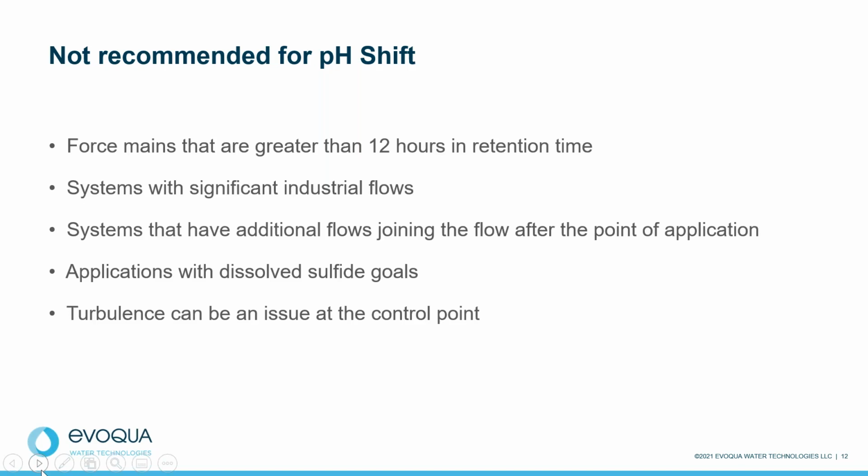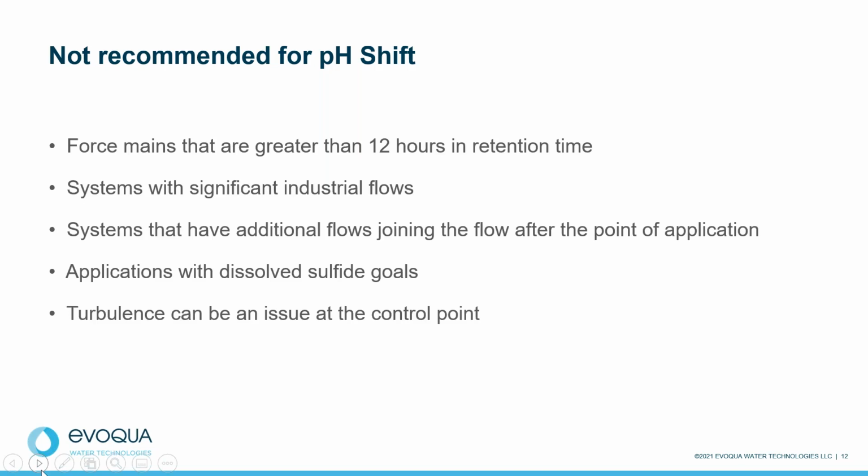Systems or applications where you have additional flows joining the treated flow after we've fed the Alkagen. You really only get odor control treatment when the pH is elevated. So if you have treated flow and other flow is joining in downstream, that pH is going to drop, and then you lose the benefit of suppressing the sulfides in solution.